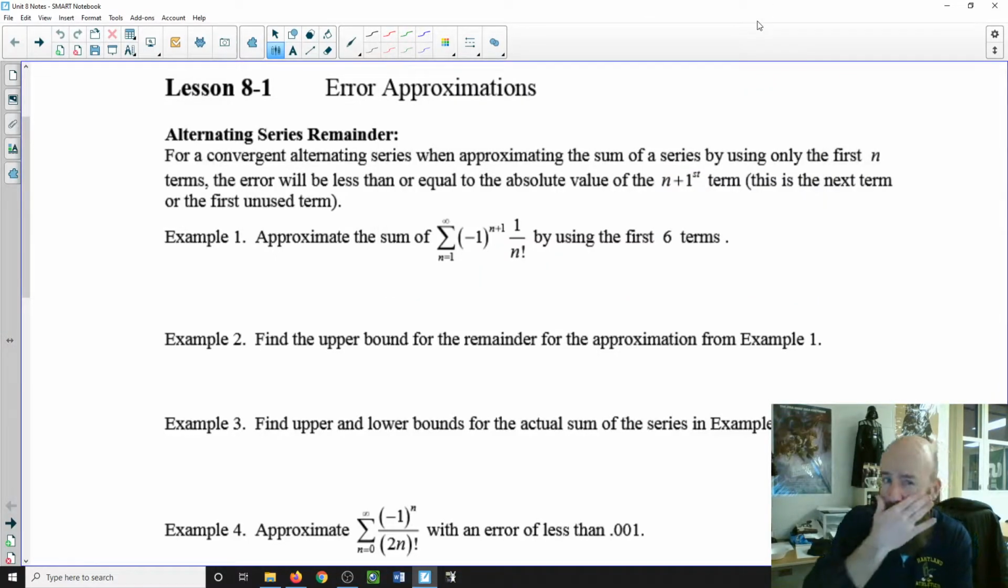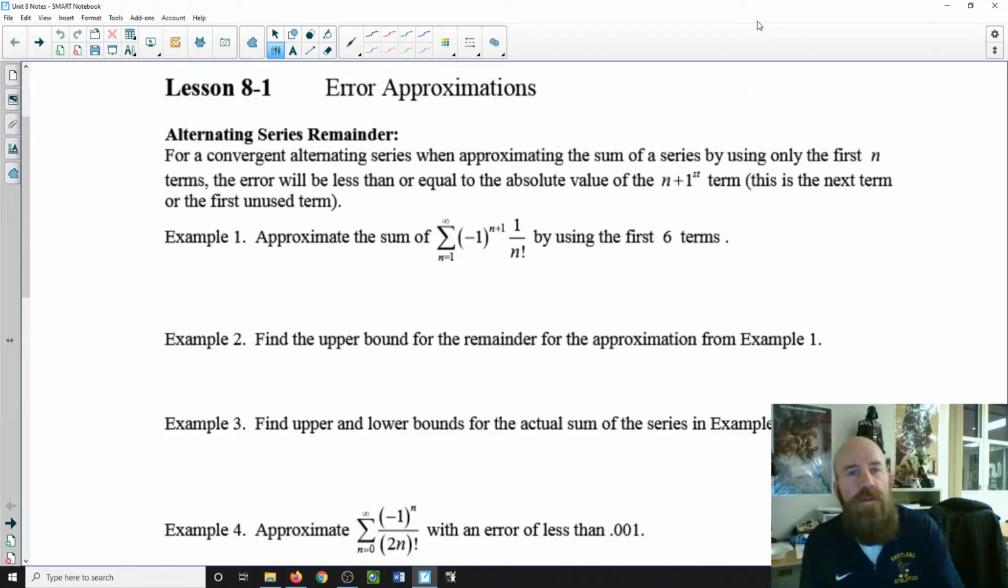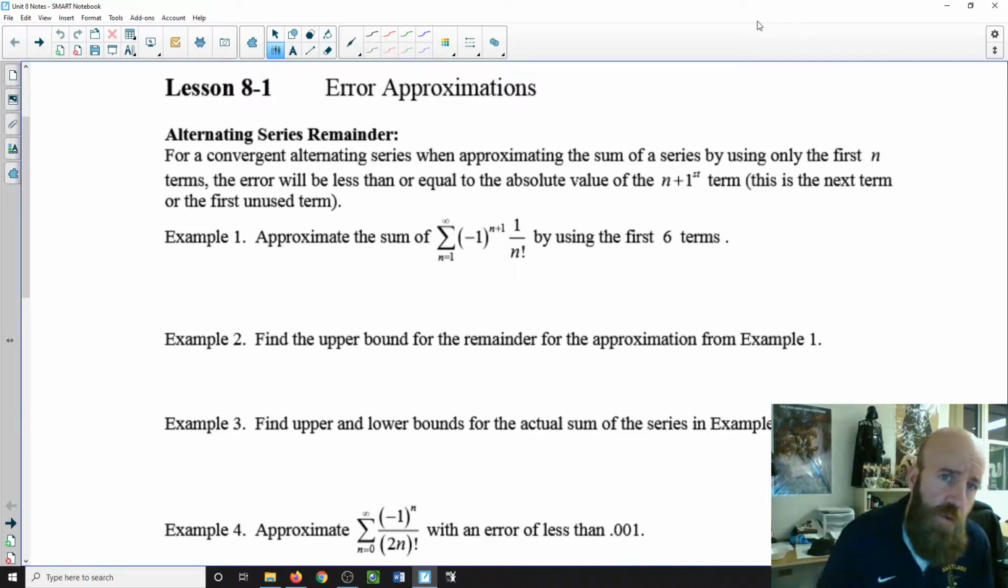All right, so we are back at it. We have Unit 8, and we're looking at some more things with sequences and series. First thing that we need to look at in Section 1 is how to approximate the errors.